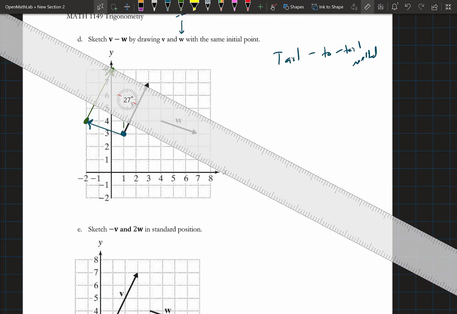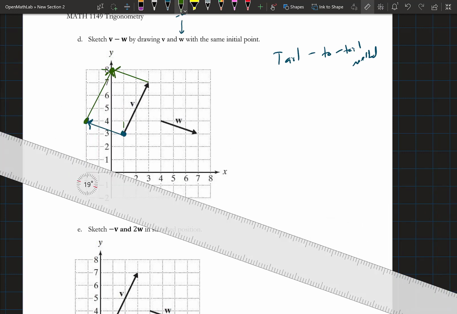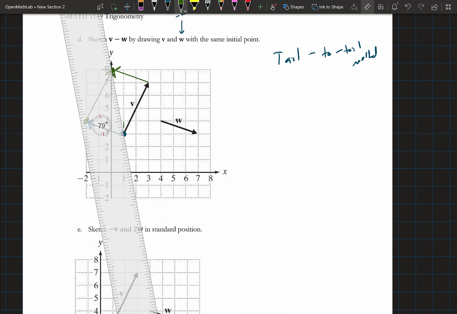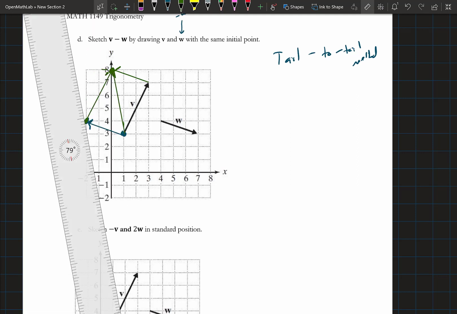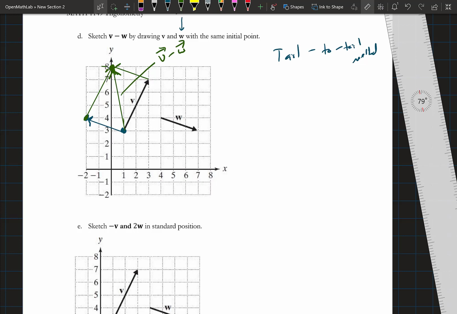So then I can add in another vector w here to finish out my parallelogram. And then the resultant vector goes from where the two tails meet to where the two heads meet. So we go from here to here. And that is v minus w, right? So we get the same vector as before, the same initial and terminal point.